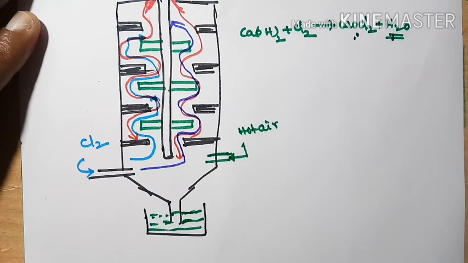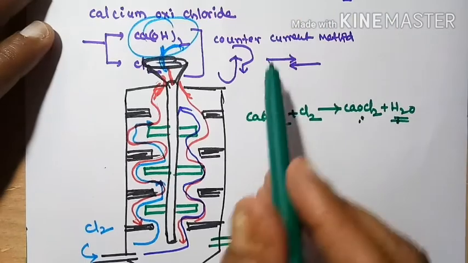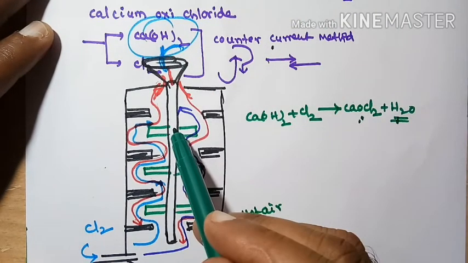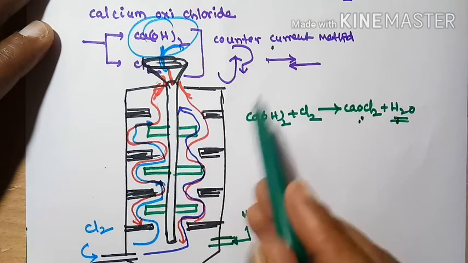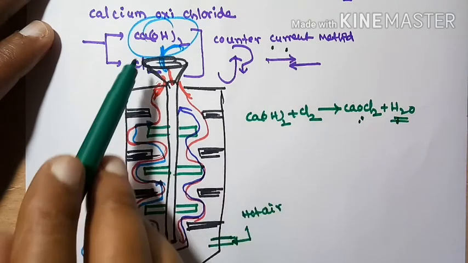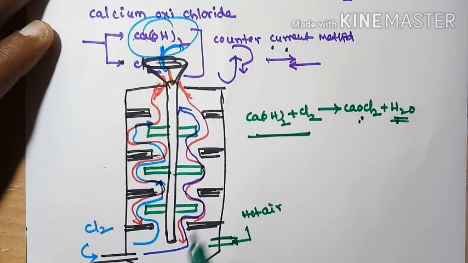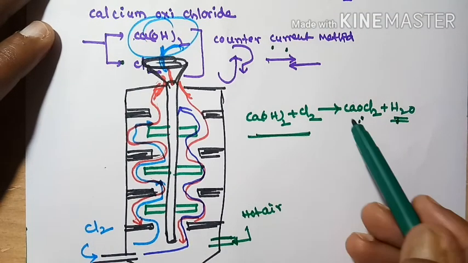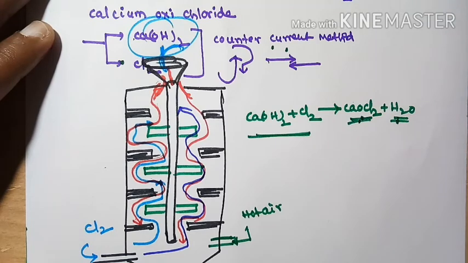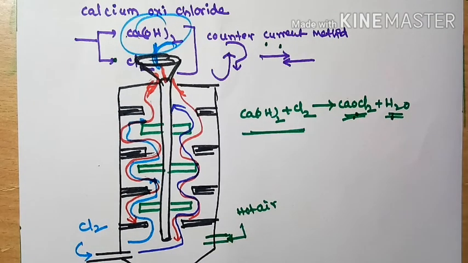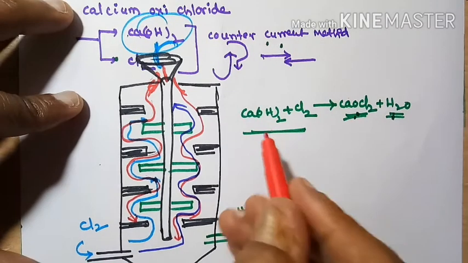In such a way we got calcium oxychloride by the counter current method. In the counter current method, two chemicals are sent, one from the upside and another from the downside. Here we used calcium hydroxide and chlorine gas, which react with each other and form calcium oxychloride. Now let me discuss the uses of bleaching powder.